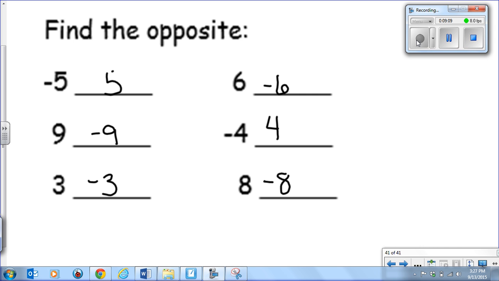Okay, so let's talk about these. The opposite of negative 5 is 5. The opposite of 9 is negative 9. The opposite of 3 is negative 3. The opposite of 6 is negative 6. The opposite of negative 4 is positive 4. And the opposite of 8 is negative 8.